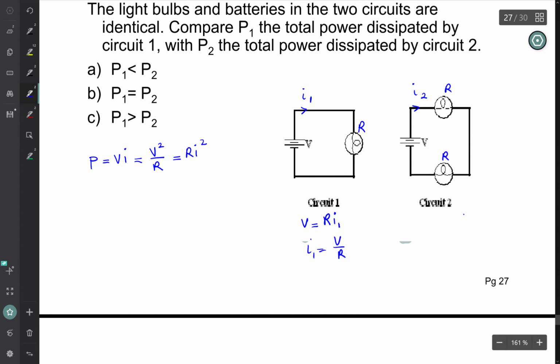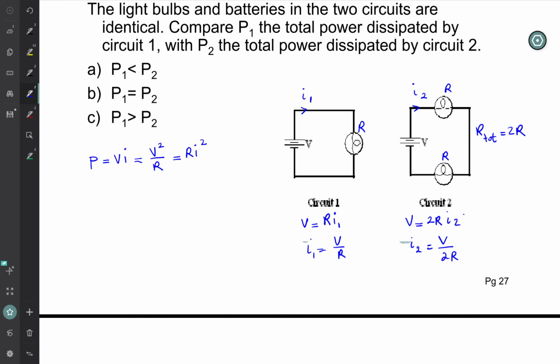For circuit 2, if I want to write Ohm's law, V equals R I, and I look at the circuit, I see I have two light bulbs and they are connected in series. Therefore, we know that the total resistance is equal to 2R, R plus R. Now, if I write Ohm's law, V, the voltage of the battery, equals R total, which is 2R, times I2. You see that I2 equals V over 2R. So you see that I1 and I2 are not equal.